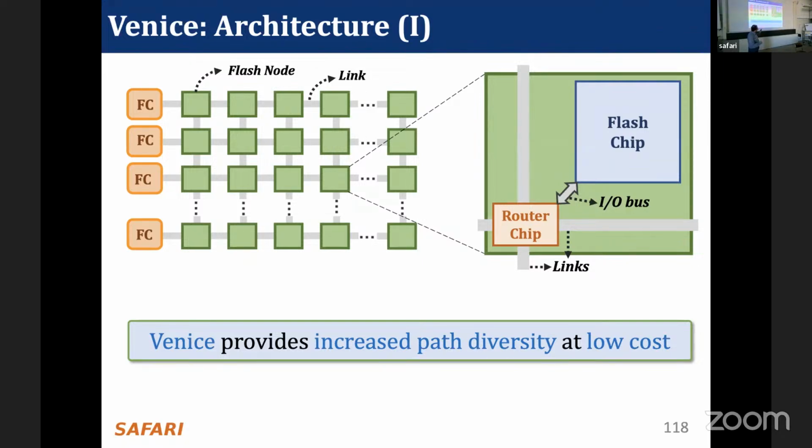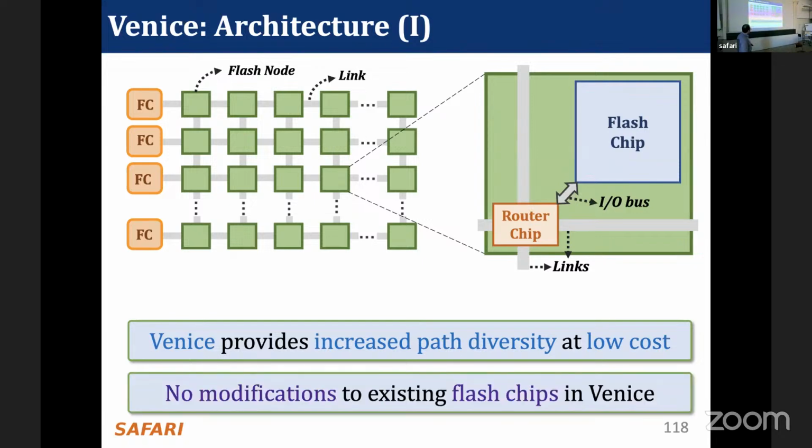But yeah, we don't really know the exact area because we haven't designed the PCB in that detail. Does that answer your question? Okay, any other questions?